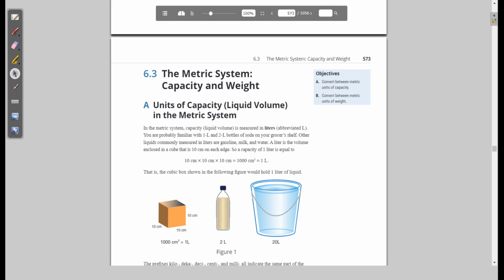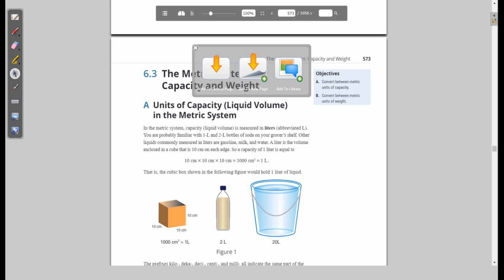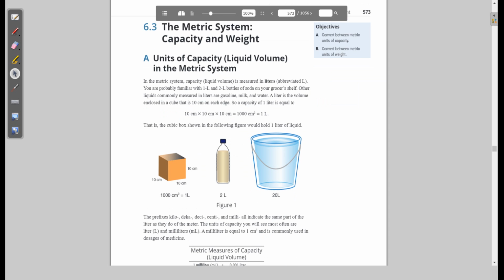Okay, today we're talking about Chapter 6, Section 3, more of the metric system, but this time we're going to be talking about capacity and weight. So last time we talked about length. Today is capacity and weight.